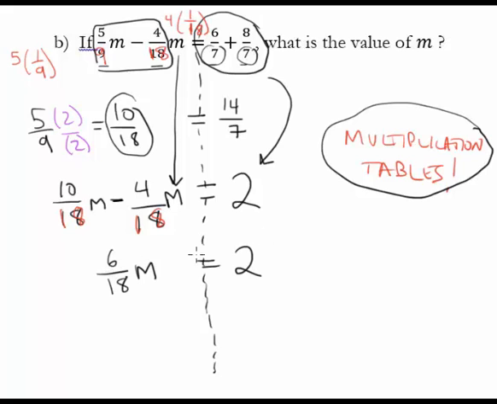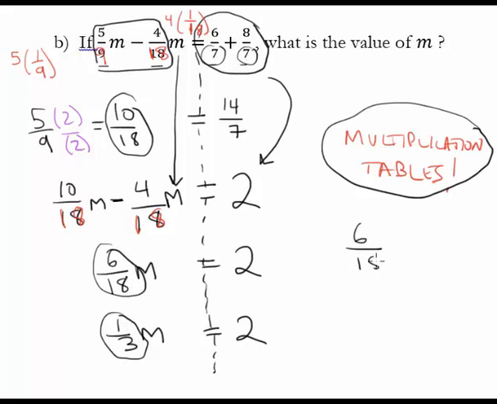6/18, using my multiplication tables, is really 1/3 of m equals 2, right? We can reason that 6/18 is the same as 1/3 in a bunch of different ways. This is a proportion. We're going to get into proportions, but this is just reasoning proportionally. We can cross multiply and check that 18 does indeed equal 18, etc. So now we say, okay, how do we solve this? 1/3 of m equals 2.